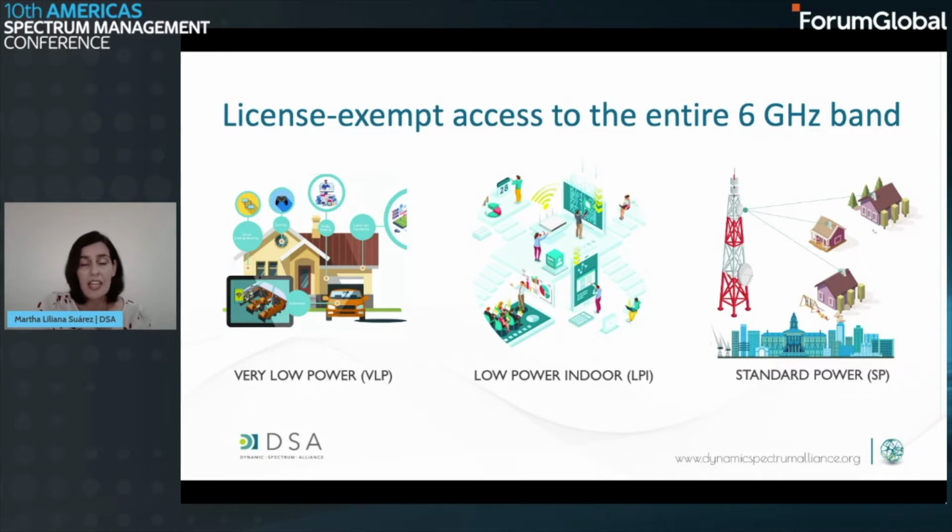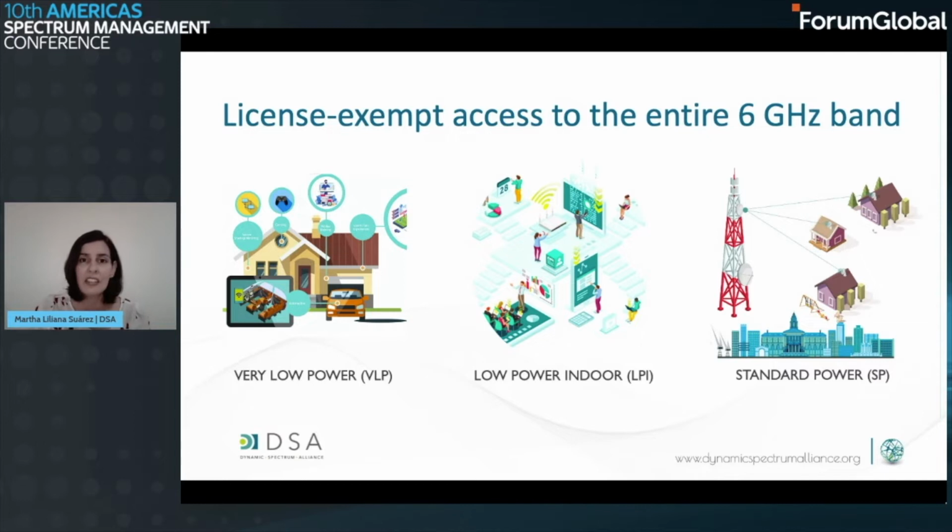The 3 use cases are important, and from the DSA perspective we think that all of them have great performance to offer to final users, and they should be considered. However, they don't need to be adopted at the same time. There are different rules that could apply to each of them, and regulators have the flexibility to decide on each one of these use cases. In the case of standard power applications, we have automated frequency coordination, and we are going to hear much more about that and the recent updates on AFCs during this session.